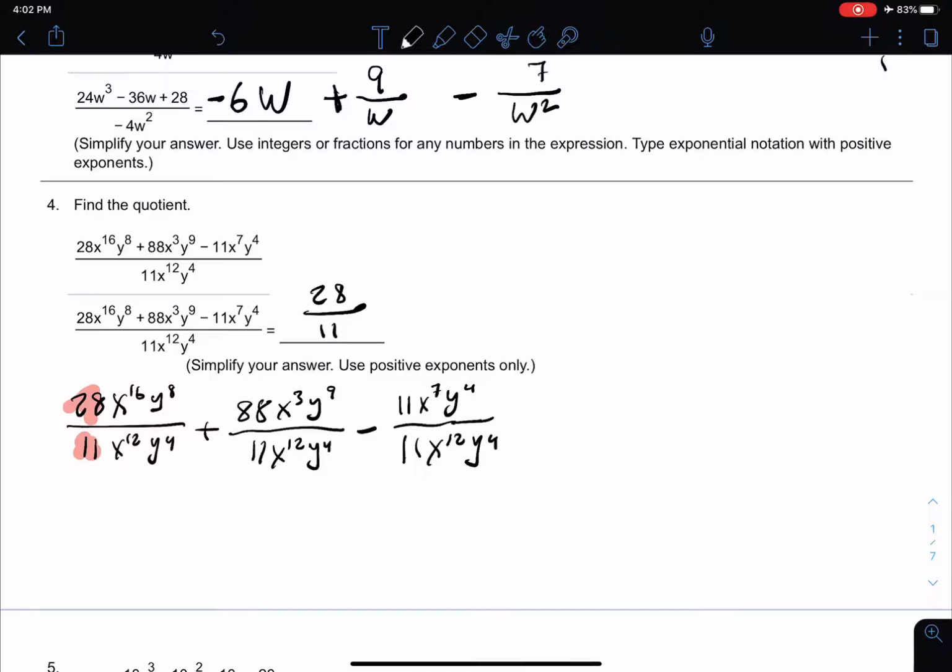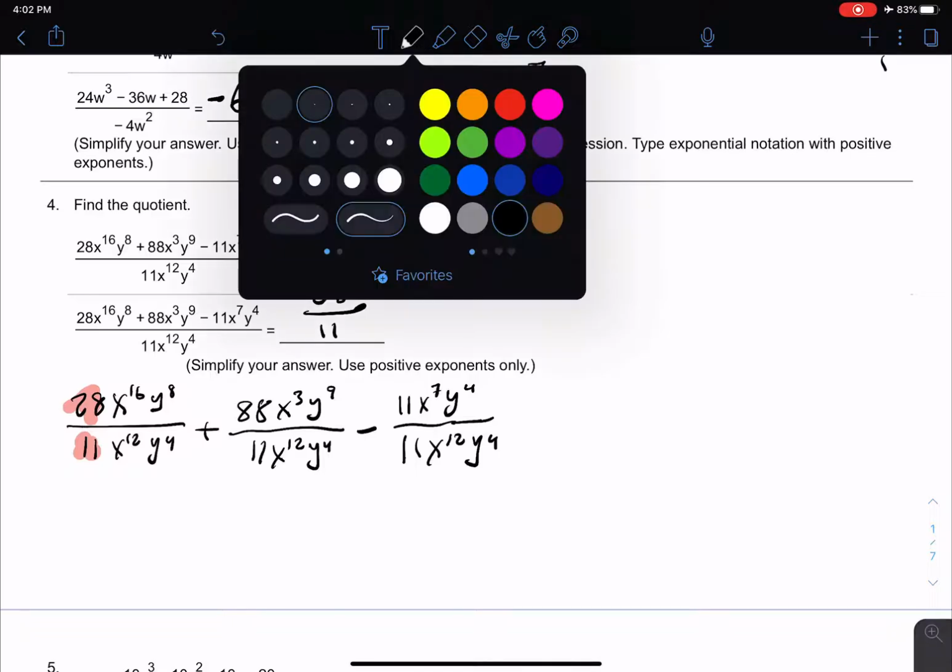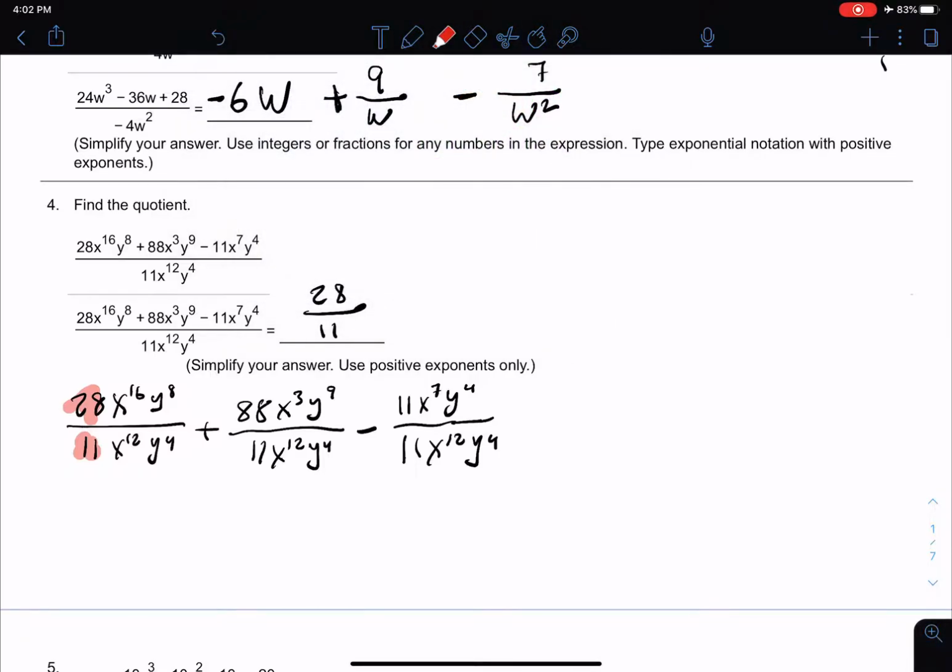And then let's see what else happens. Well, we could focus in on this guy right here, right? X to the 16th, X to the 12th. Okay, reduce, reduce, reduce, reduce. We're left with 4. And where are they at? Yeah, they're up top. So we're left with 4 x's up top. X to the 4th, not 4 x's. X times x times x times x. So it's x to the 4th.